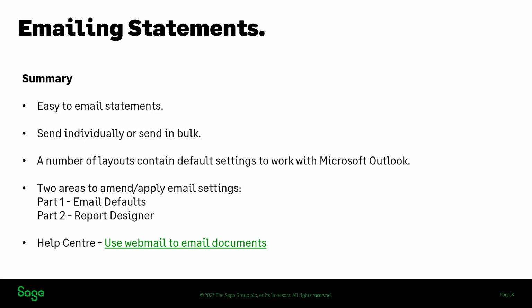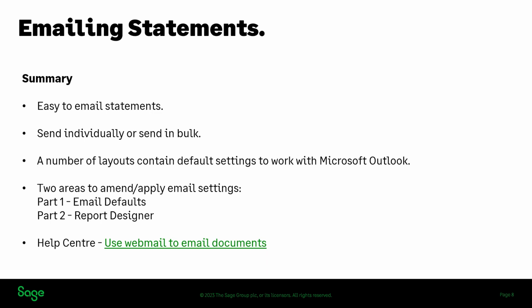If you're using a layout that has no default settings, which is what we started with at the beginning of the session, very easy to amend that. So remember, there are two areas that you can amend and apply email settings. One is email defaults, which is what we covered in part 1, and also via the report designer, which is what we covered today.